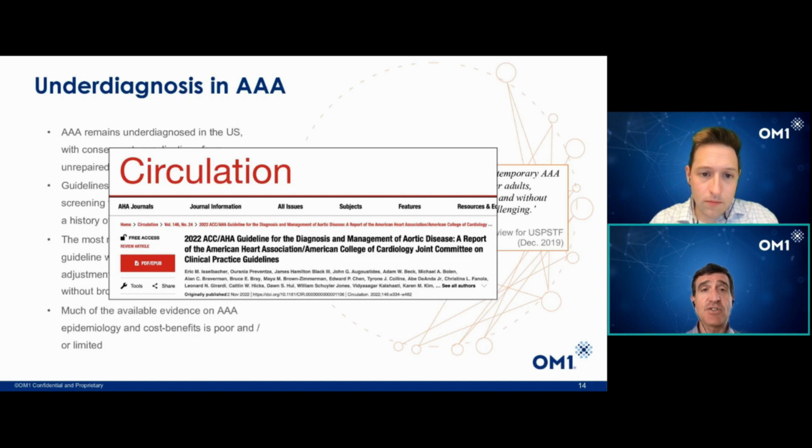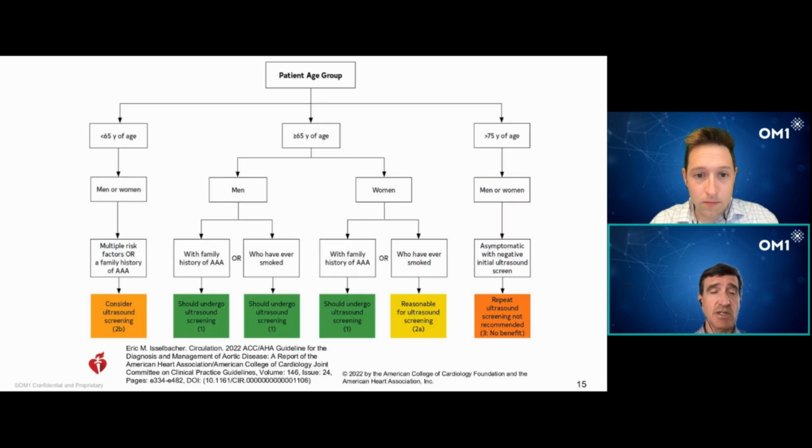Just last year in circulation, the American College of Cardiology and the American Heart Association developed guidelines together for the diagnosis of AAA. They've actually expanded their recommendations beyond what was in the US task force that I previously showed you. Not going to go through all the steps here, except to show you that there are some reasons why maybe you'd want to consider, is the term that they use, screening in someone that's less than 65. And again, if they have multiple risk factors.